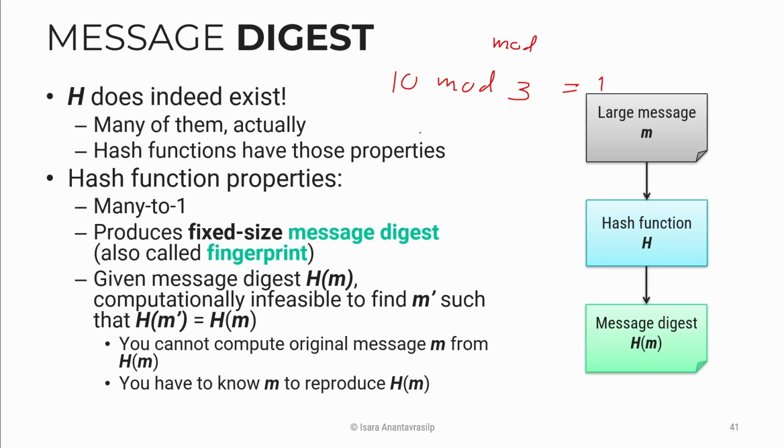Now, if I do that for 16, 16 mod 3, that is 5 with the remainder of 1. See, if you see just 1 right here, you can't know whether the original message is 10 or 16. But you can't use mod as a hash function because in this case you are going to be able to find 16 quite easily. You're going to have to use a function that is a little bit more sophisticated than this simple one, but you get the idea.